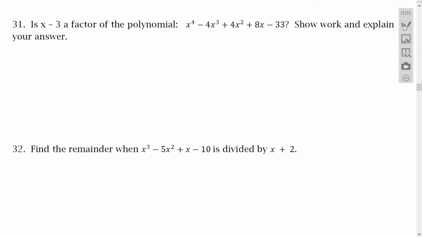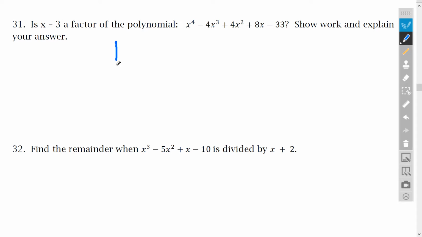Number 31, is x minus 3 a factor of the polynomial x to the fourth minus 4x cubed plus 4x squared plus 8x minus 33? Show your work and explain. There's a couple of ways to do this one. I'm just going to use synthetic division, because if x minus 3 divides into that, then it is a factor. If the remainder is 0 when I use synthetic division, then it's a factor. So I just need the coefficients: 1, negative 4, 4, 8, and negative 33. And the number I'm using for my synthetic division is the 0, so it's going to be positive 3.